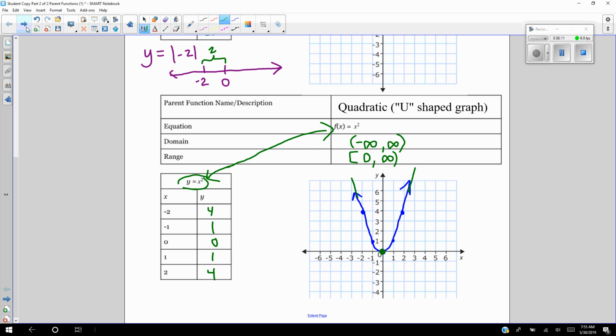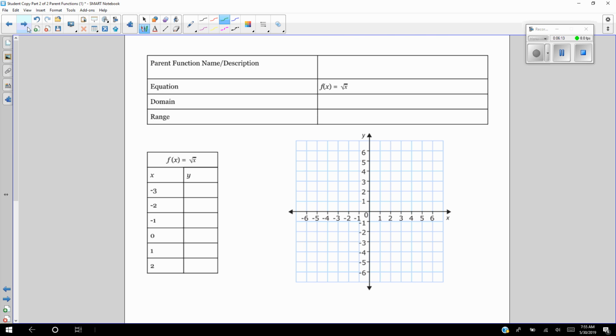All right, so we're going to move on to the last parent function. And this one for some people is tricky. So the square root function, also sometimes called a radical function. In parentheses, I have there broken graph. Now, it's not really broken. It's just the way the square root function works. But it sometimes reminds students it kind of looks like it's broken because it almost looks like it gets cut off. And really it does.